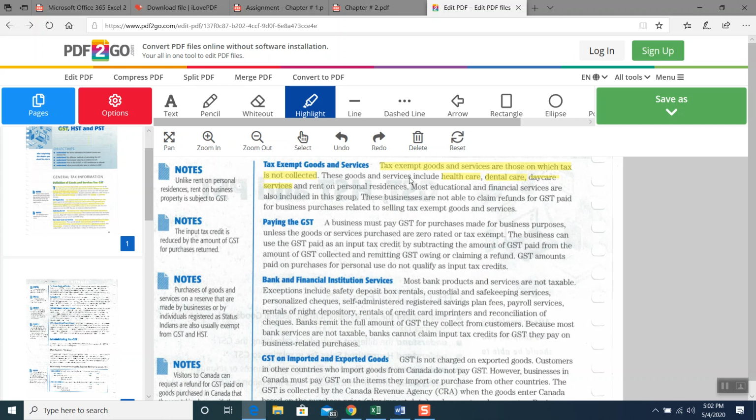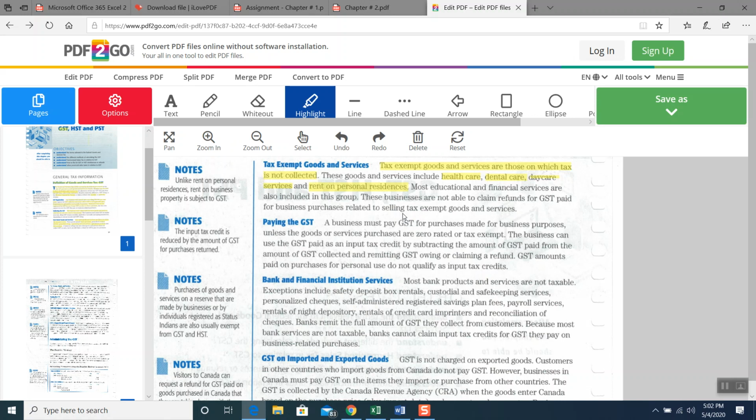So on daycare services, the tax is tax exempt goods and services. And also the most important, and here you're able to understand it better, rent on personal residences. So for example, Karan comes to me, sir, I asked Karan how much you're paying a rent a month, and he said $500, right? So next month, when a landlord comes to his door, knock on the door, hey Karan, your rent is due. Okay, absolutely.